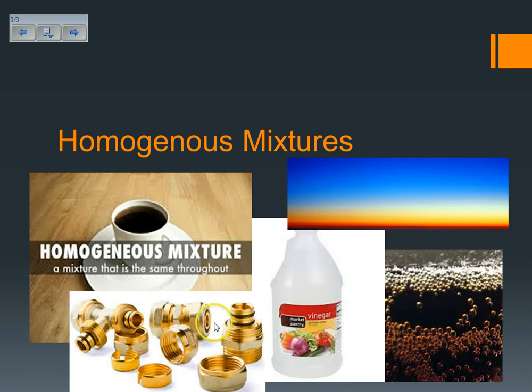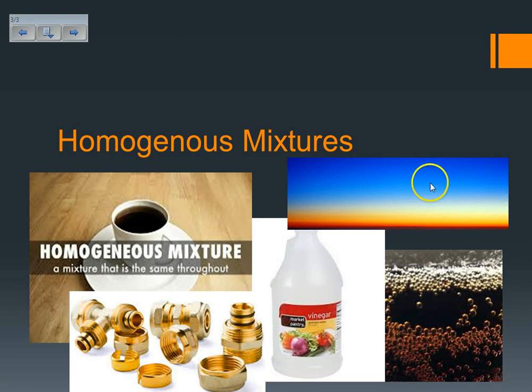Here are plumbing fittings, and they are made of brass. Brass is an alloy, which is a solid solution, two solids mixed together, of copper and zinc. So when you take copper and zinc and mix it together, you get brass. So it's a homogeneous mixture. Okay, it's the same throughout the whole thing.